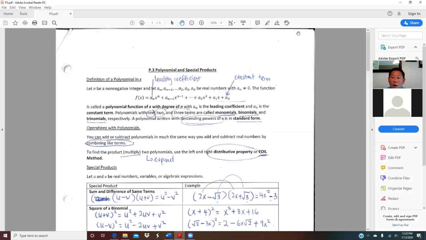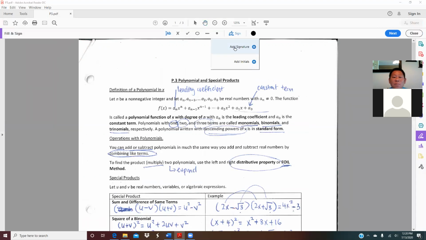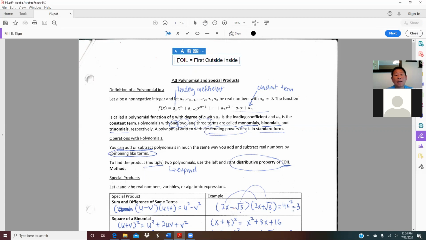We'll talk about your P3 right now. We do polynomials and special products. This section is mostly talking about foiling. Do you guys know how to FOIL, which stands for first, outside, inside, last? We're going to be multiplying. When you hear the word product, the word product means multiply. Change it to red.